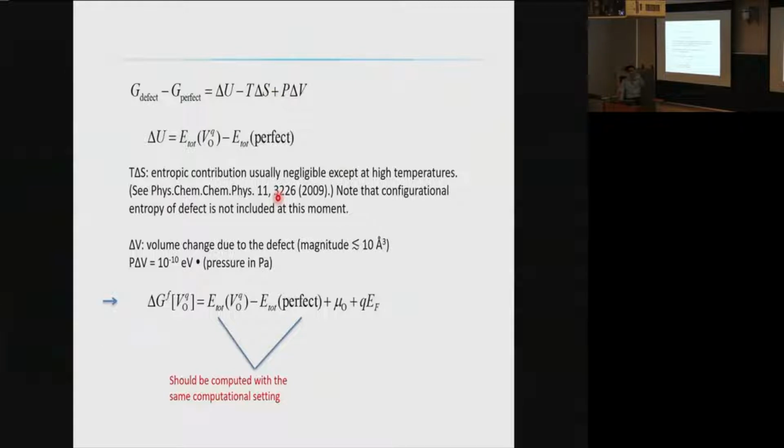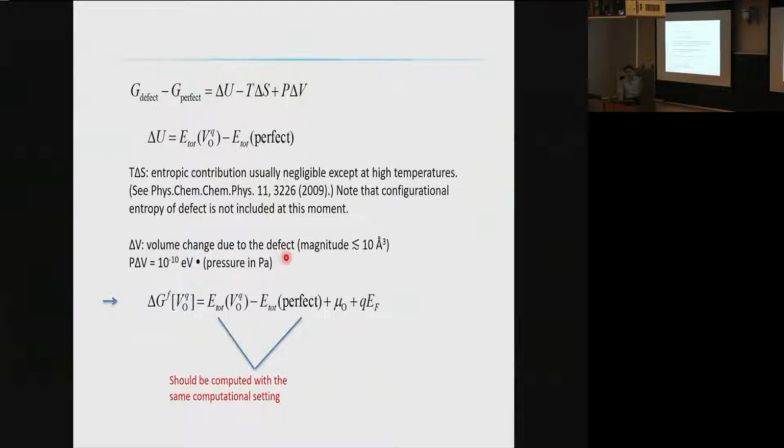So it is, unless you are interested in chemical accuracy, then this is something that you can ignore. All right. And the last term, P delta V, comes from the volume change due to the defect.